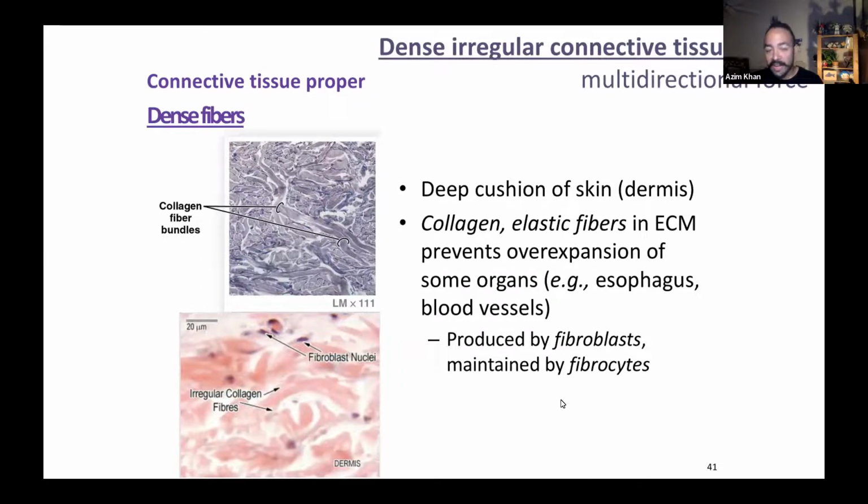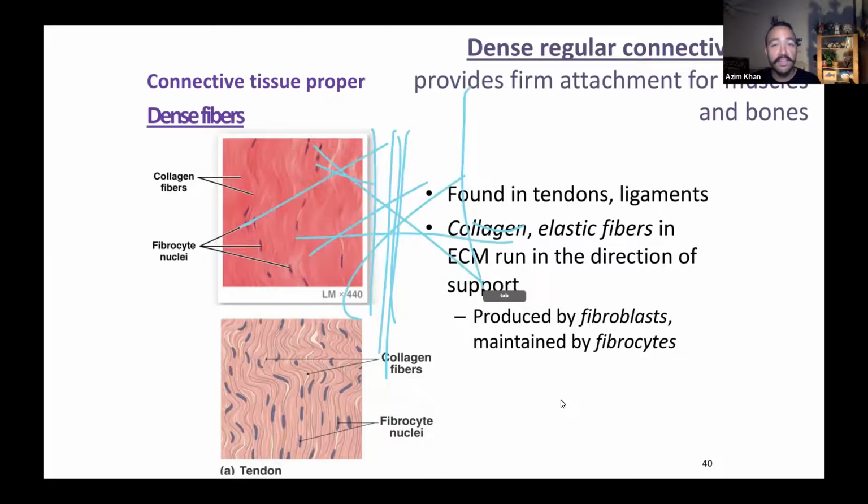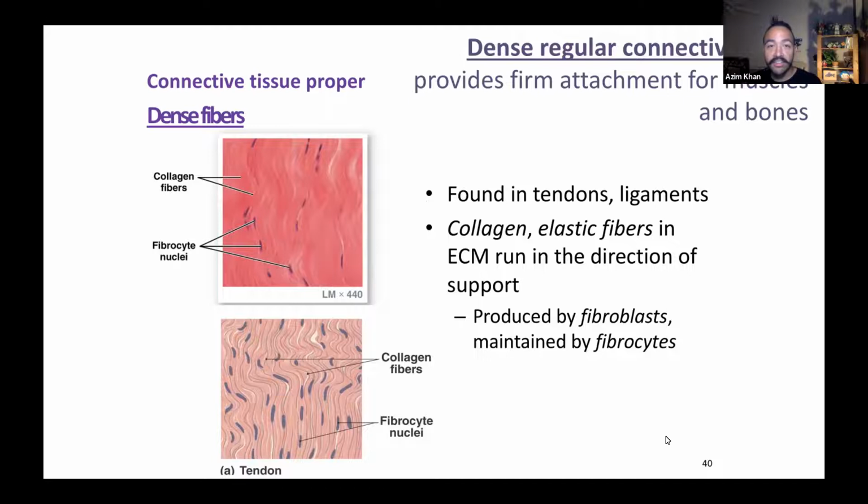Now, the downside, as I mentioned before, let me go back. The downside of dense regular is that while it's strong in one direction, it's not strong in the orthogonal direction, the perpendicular direction. So we need a tissue that can provide strength in many directions. So rather than having all the fibers go one way, what if we just had fibers going every which way? That is called dense irregular.